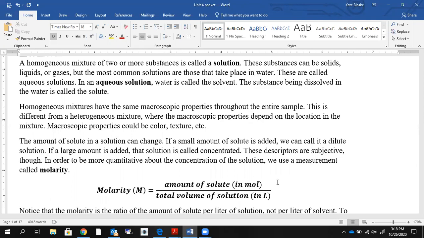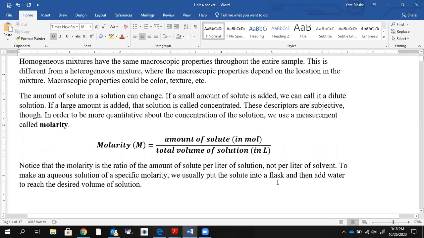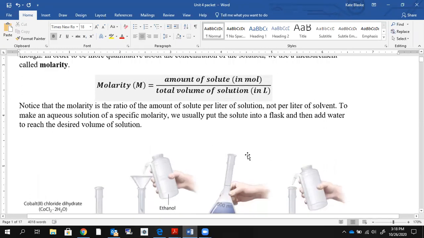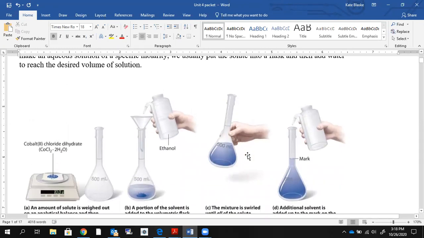But to be more quantitative about it, to be more numerical about it, we use a measurement called molarity. So to calculate molarity, you take the amount of solute in moles divided by the total volume of the solution in liters. Notice that that bottom number, the liters, is the total volume of solution. It is possible that when you add in that solute, it is going to change your volume. So the process through which we make a solution is very important.